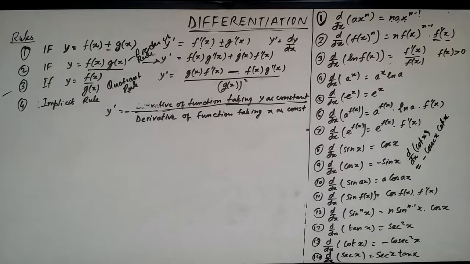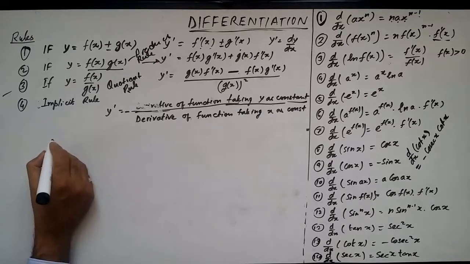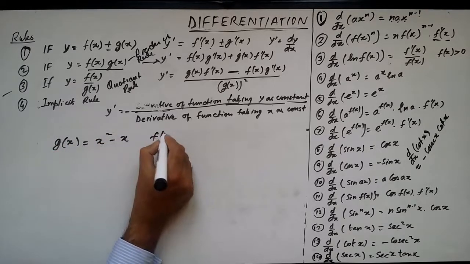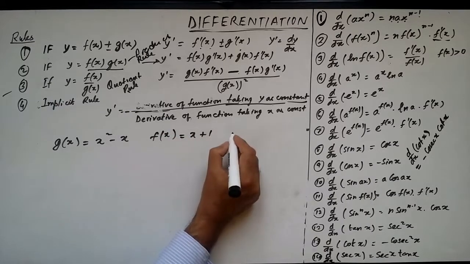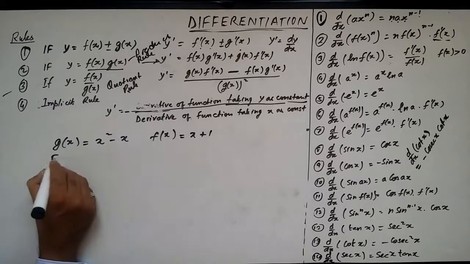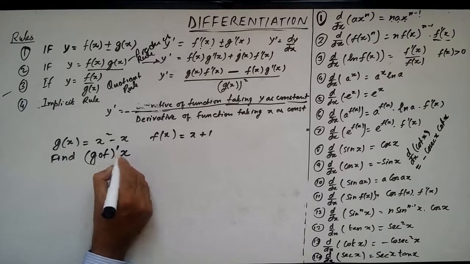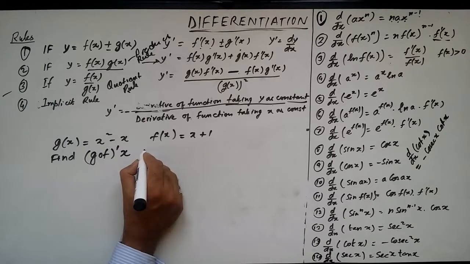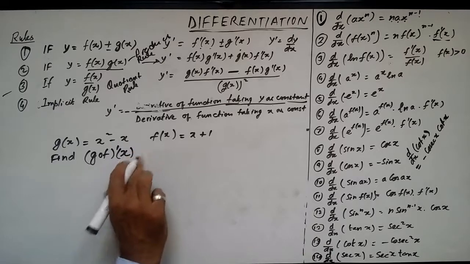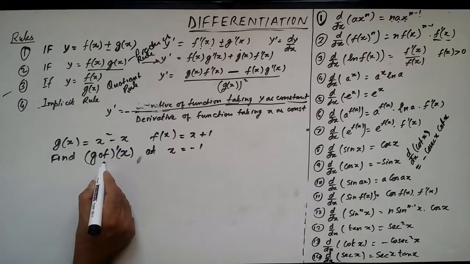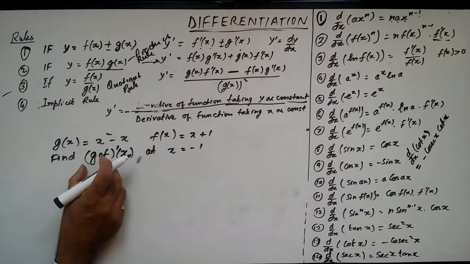So I will take one example, one exercise, on composite functions. Let's say g(x) is equal to x squared minus x, and f(x) is equal to x plus 1. Our question is to find the derivative of g of f(x) with respect to x at x equal to minus 1. This is g of f, a composite function where we put the function f(x) inside the function g to get this composite function g of f.